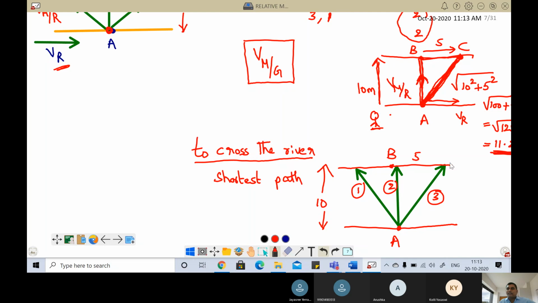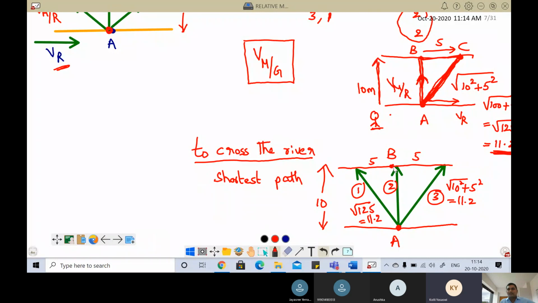So that means this path 3 length will be how much? Root over 10 square plus 5 square, which will be greater than 10. Just now we got 11.2. Same way, path 1 also will be greater than 10, which will be root 125. Suppose let's say this is also 5, which is equal to 11.2. So that means basically the shortest path is which one? Tell me.